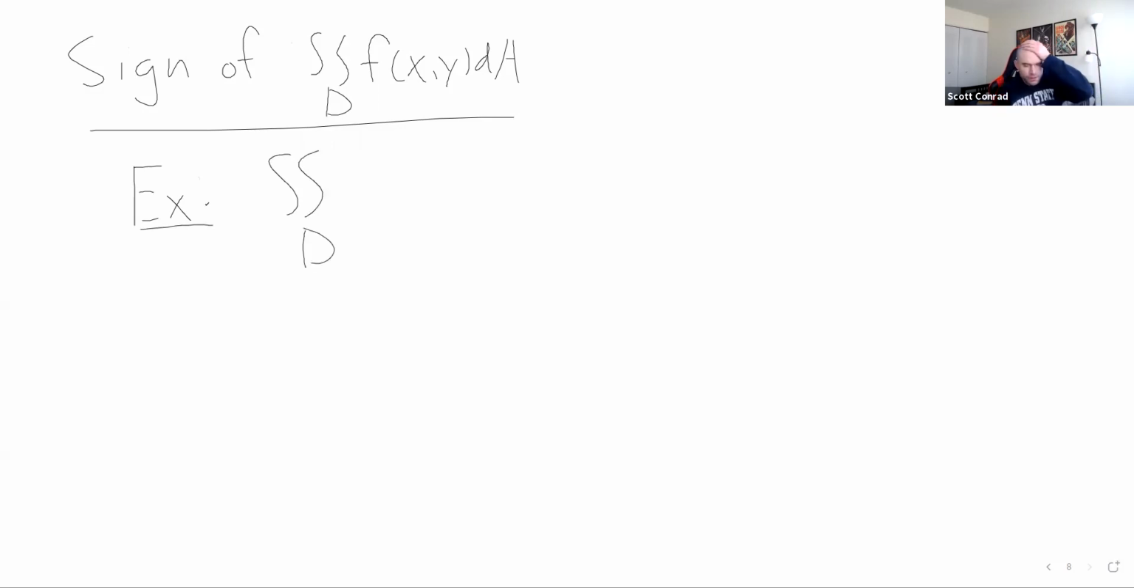So for example, suppose we have the integral over D of, let's say, I don't know, x squared y cubed. Something like this. And let's look at different regions D and see if we can say something about the sign of the integral.